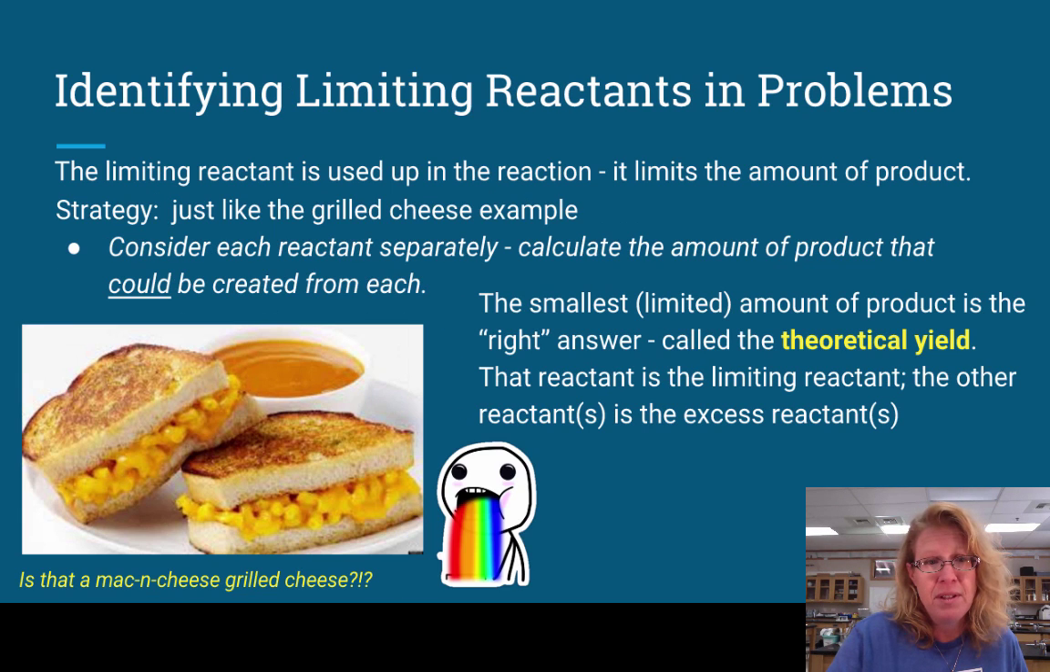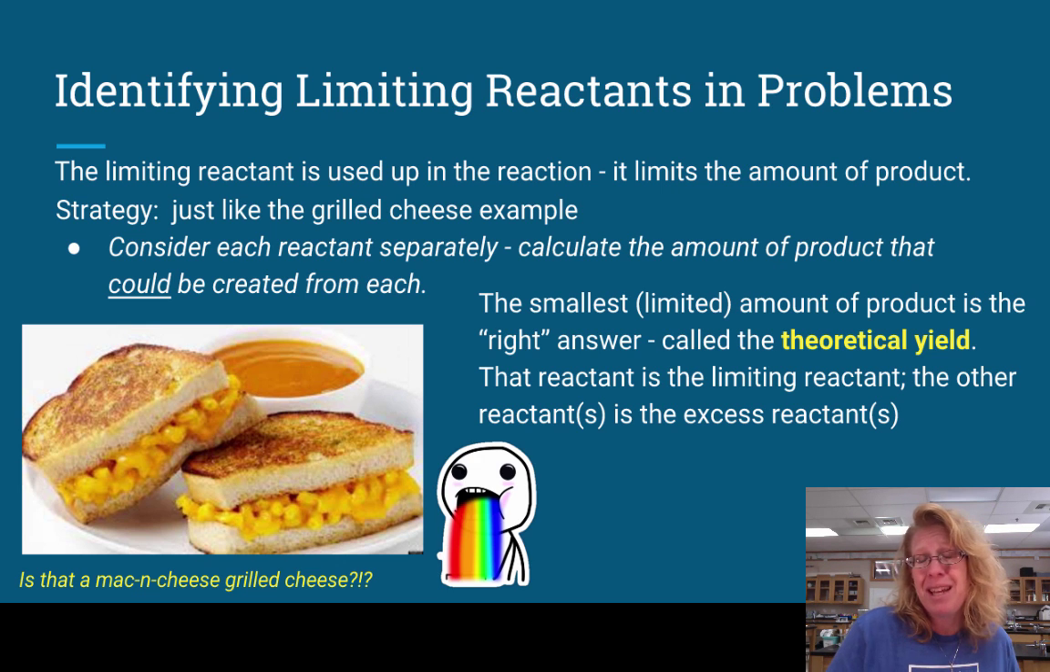All right, so now I think we have to start doing some problems that go along with this. Again, the strategies. Consider each one separately. If you're given the amounts of two different reactants, you do one to the product and do the other one to the product. At first, you're just sort of feeling it out. Well, all right, how many sandwiches could I make from this? How many sandwiches could I make from this?